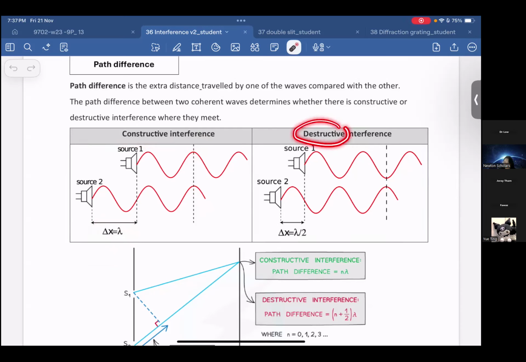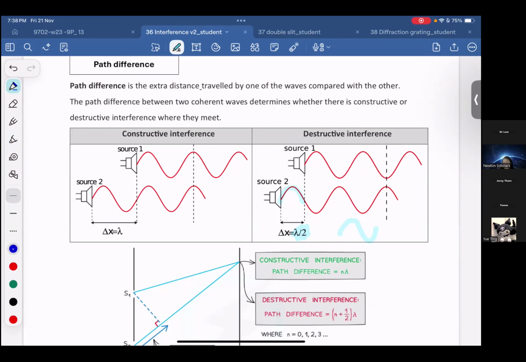How about destructive interference? We try to find out their path difference, the extra distance traveled by source 2. Can you see this one? Let me highlight it in blue color. If this is one complete wave, here the extra travel is only half a wavelength. If it is half a wavelength, they are starting in phase. I emit a crest, you are also emitting a crest, together, going out.